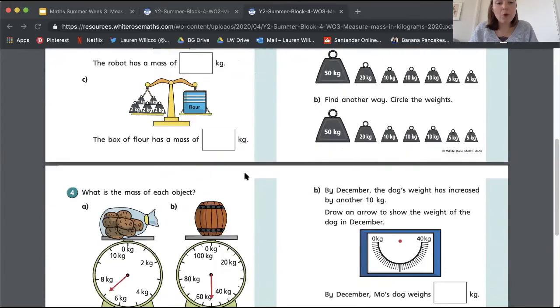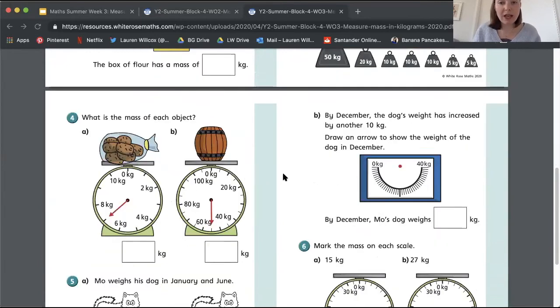Okay, question 4, what is the mass of each object? So here you have got some analog scales again, but instead of being in grams like they were before, they are in kilograms. So remember last time we talked about the different increments, the different stages of the scale. So here, you've got to think about what goes between 0 and 2 kilograms. And you've got to move all the way around and think about what number is going to be here between 6 and 8 to measure the same as the cookies.